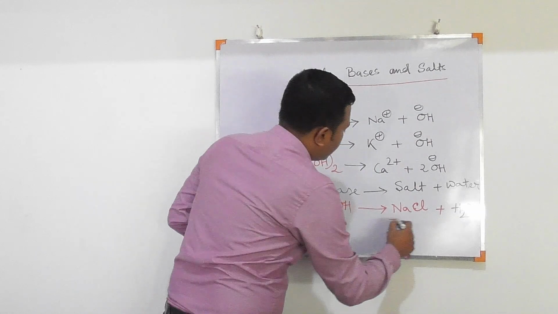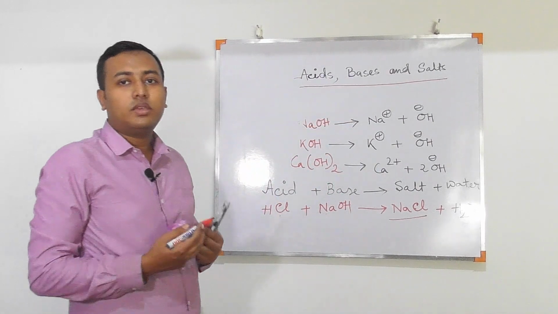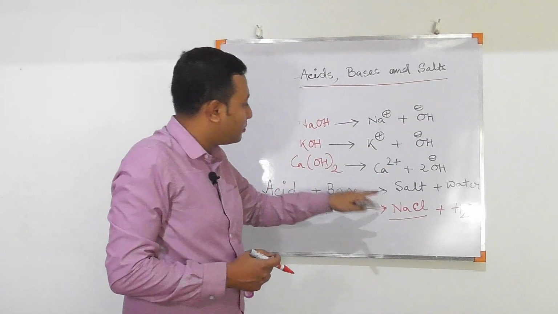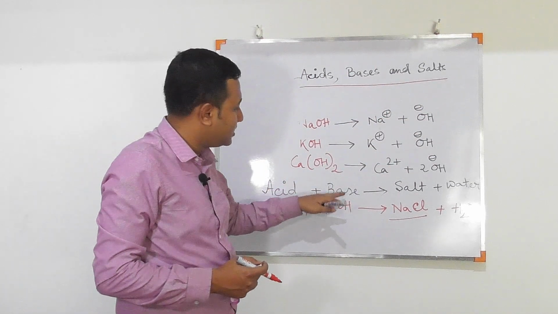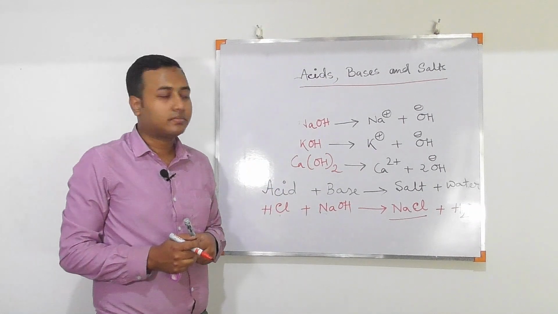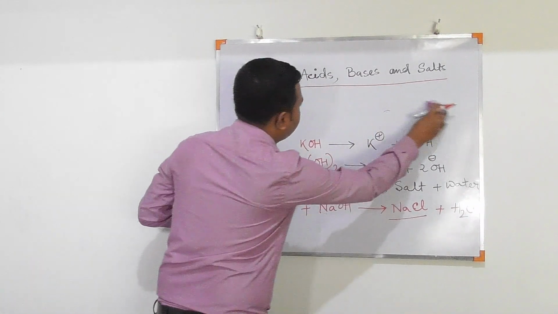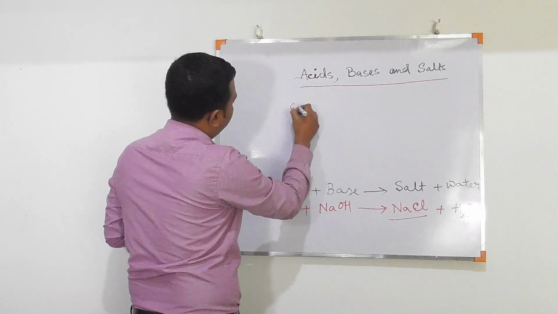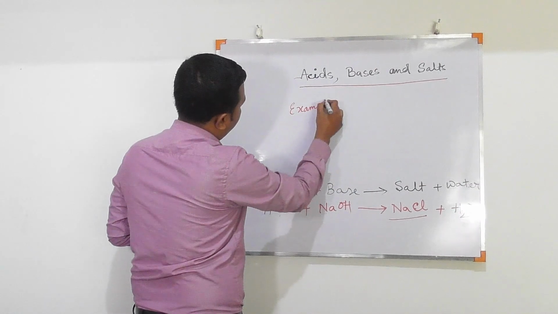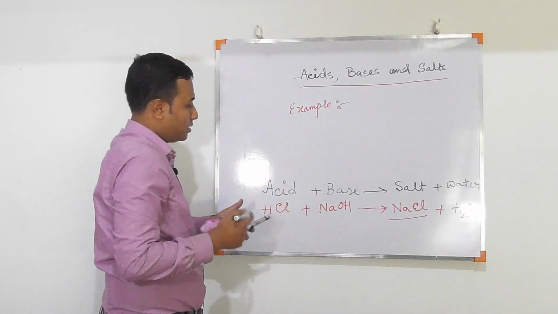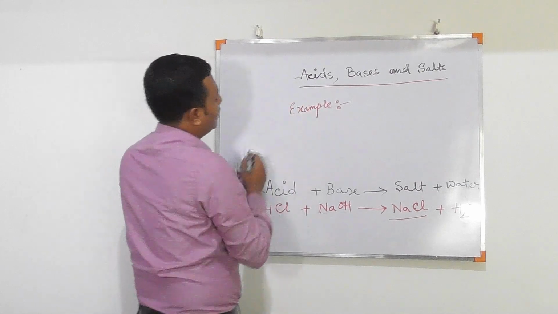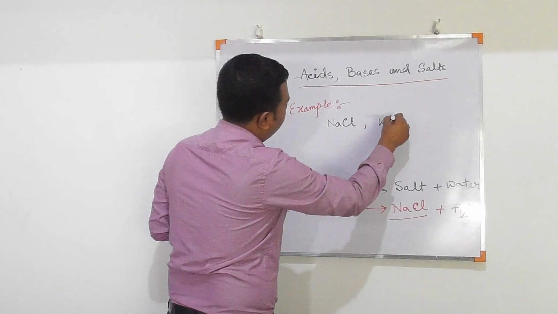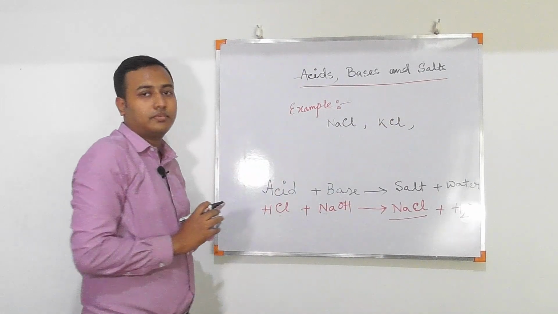That means from this discussion we can get the idea that salts are the species which are produced by the reaction between an acid and a base. Some examples of salts are NaCl, KCl, etc.